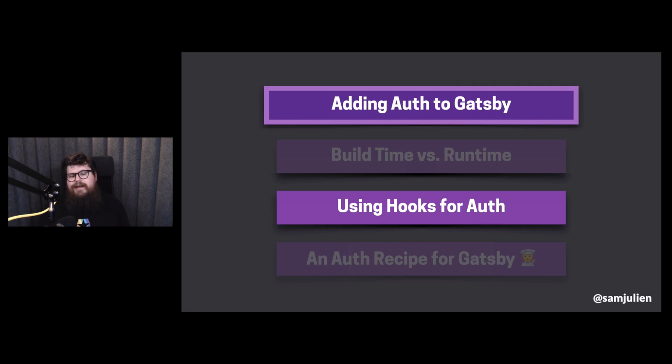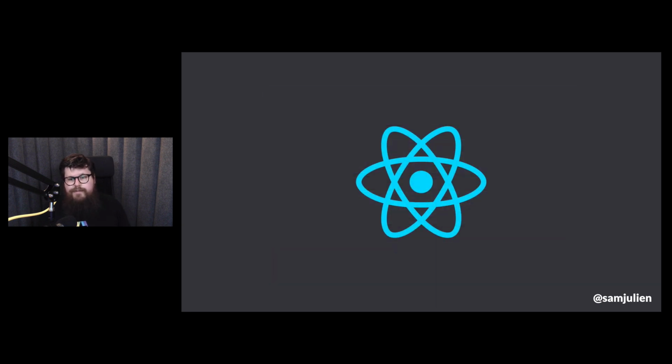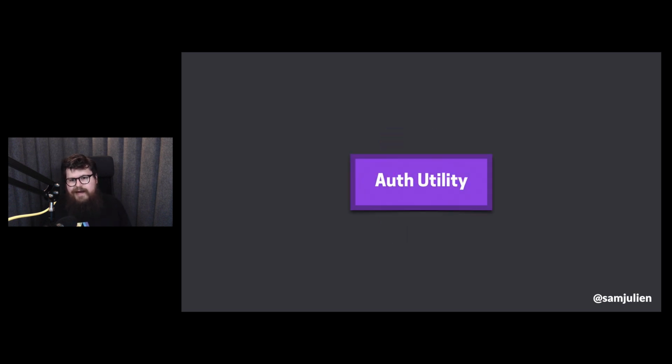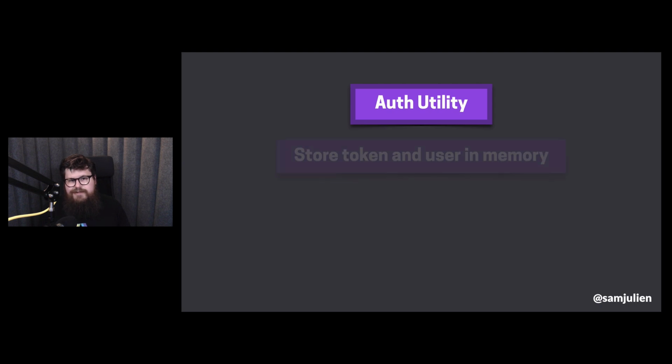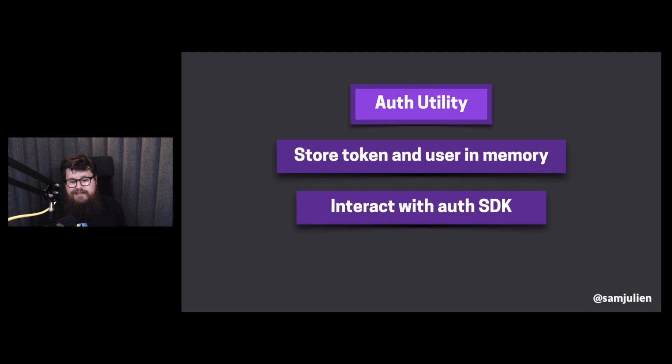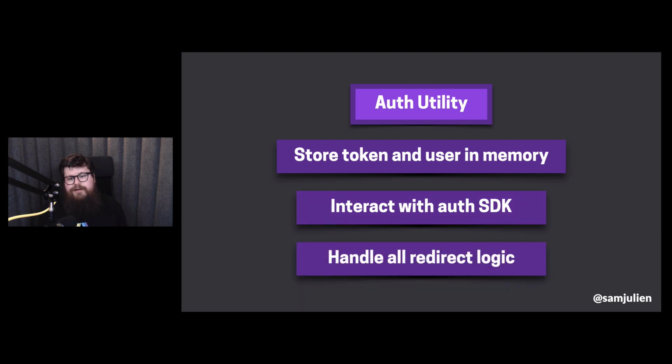So let's look at using hooks and context for authentication in React and, by extension, Gatsby. In React, we have the nice thing of being able to use hooks and context to build out this authentication flow in a really compact, reusable way. The first building block of this, actually the main building block, is going to be this auth utility that we'll create. Inside of this utility, we're going to do things like store the token and the user, interact with the auth SDK, and handle all of that redirect logic that I mentioned. So let's get started with this.